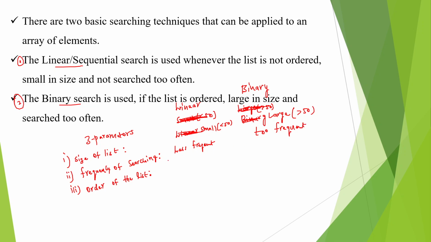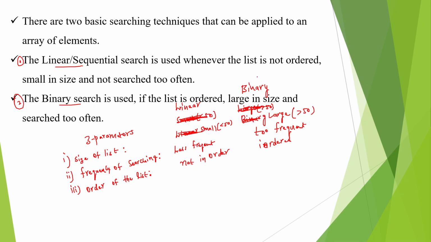And finally, the order of the list. If it is unordered, if it is not in order, then go for linear search. Order in the sense whether the list is in sorted order or not. That only we are talking about. If it is not in order, go for linear search, and if it is in order, go for binary search. Ordered list aithe binary search ki ellali. Unordered list, that is not in ordered list aithe, we have to go for linear search algorithm.